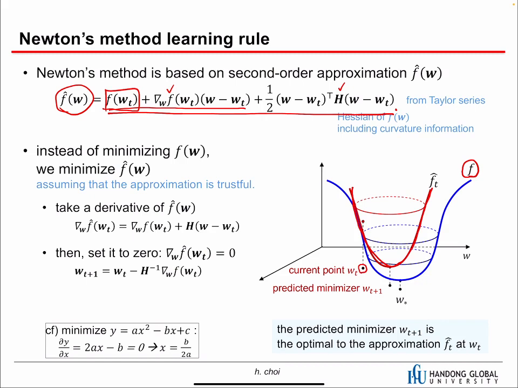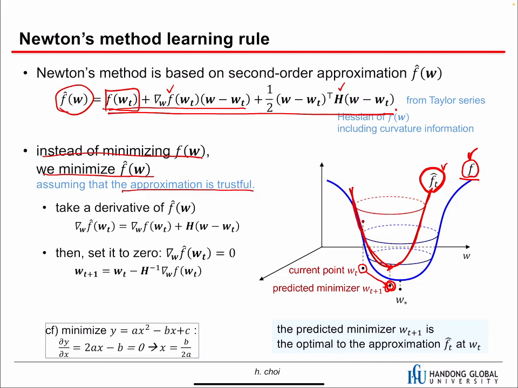And then we actually go to this point directly because we know how to solve this problem. So we trust this quadratic equation and we minimize this quadratic equation rather than f, because we trust that f hat is approximating f really well. Then we just trust this approximation and we minimize this approximation. Since this one is a quadratic equation, we know the solution. That's how Newton's method works. Instead of minimizing f of w, we minimize f hat, assuming that the approximation is truthful.